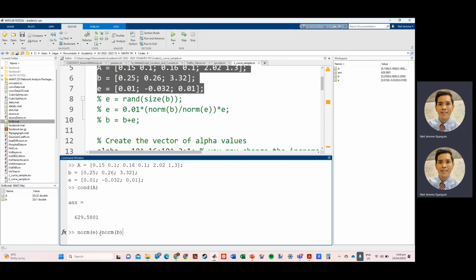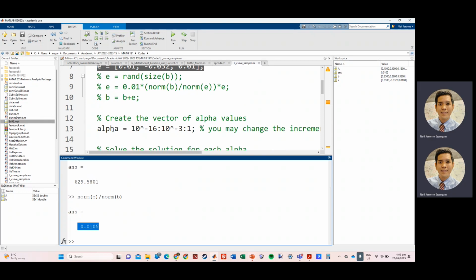So this is to know what percent is the error, or what is the relative size of the noise with respect to the right-hand side vector. We compute it, so you get 0.0105, or 1.05%, that you see in the slides. Okay. Now, I go to line 13.